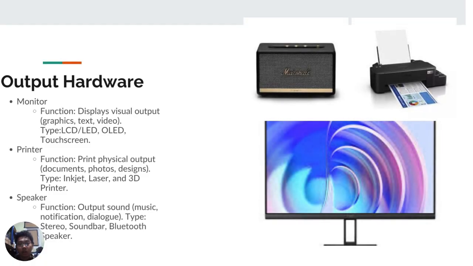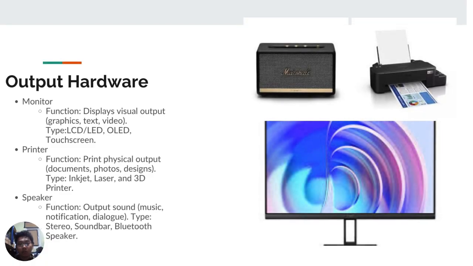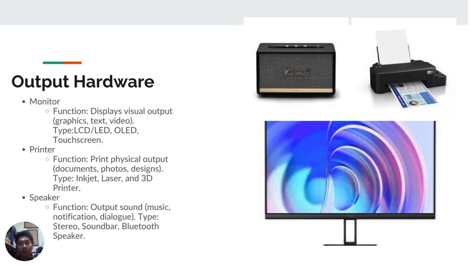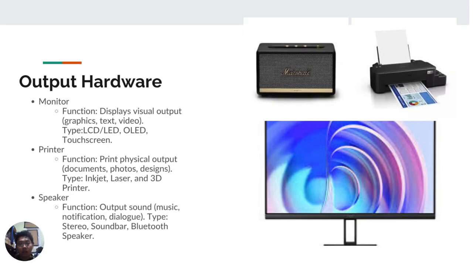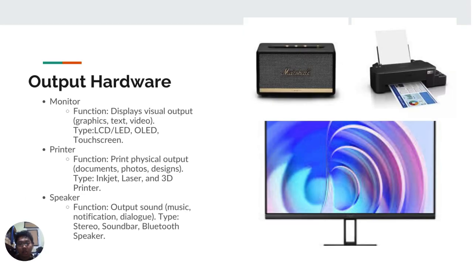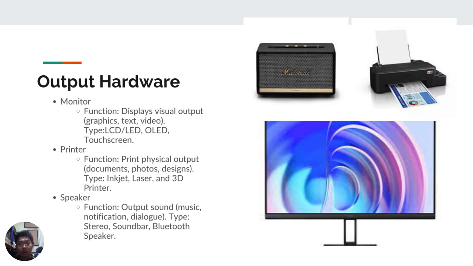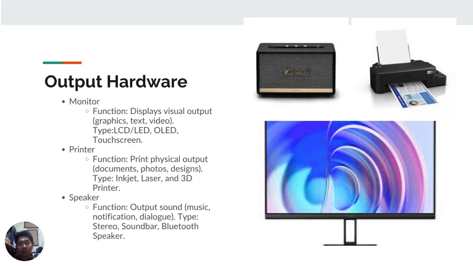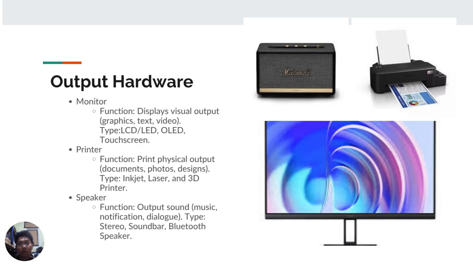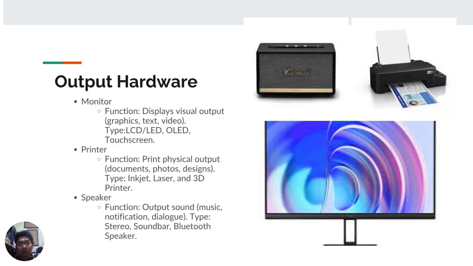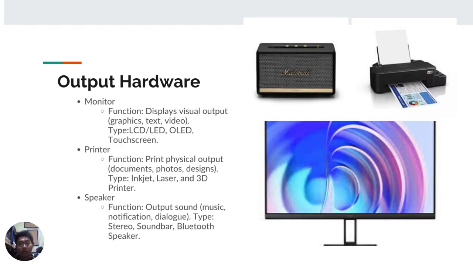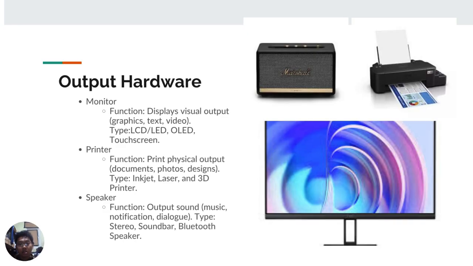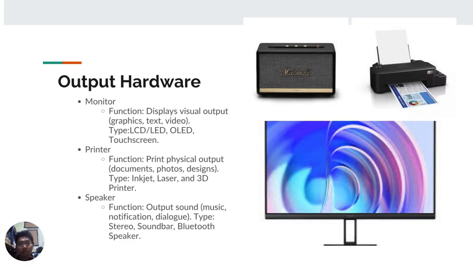First, there is a monitor that has a function as visual output such as video, graphic, and text. The types are LCD or LED, which has a thin screen with low power consumption. There is OLED, which has a high contrast screen and more vivid color. And there is a touchscreen where the screen can be touched.